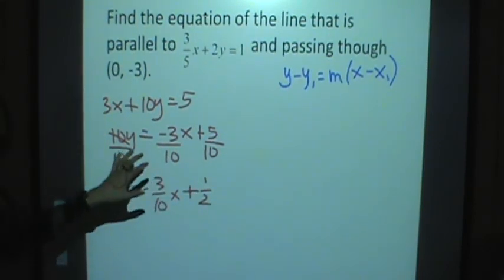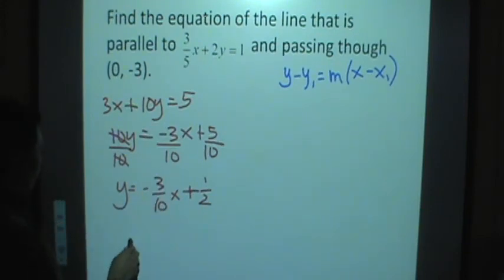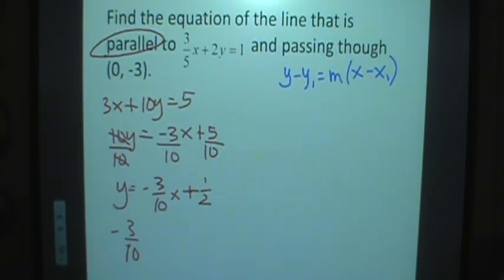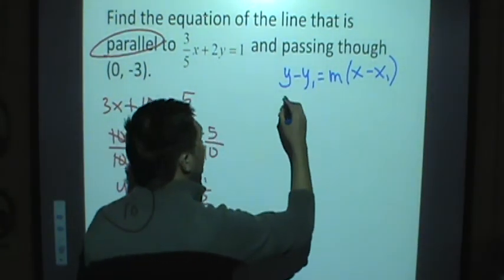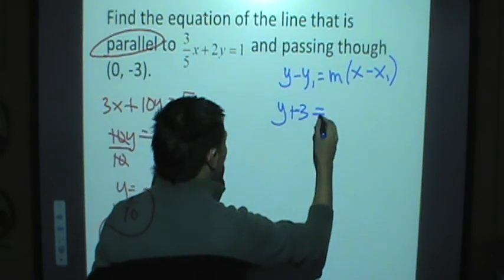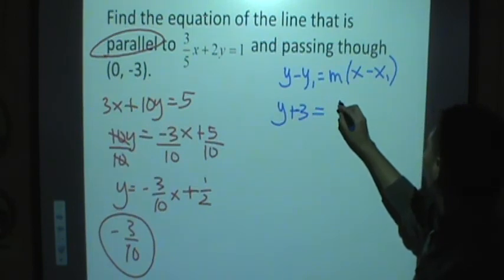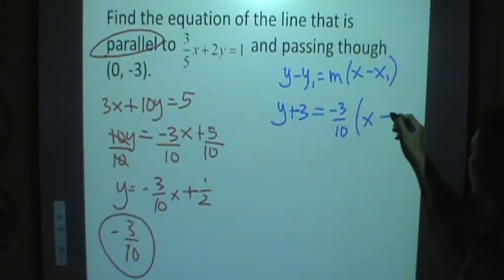Now, we don't really need the entire thing because we just need the slope. But do we have to use negative 3 over 10 or the negative reciprocal of that? We'll see. Find the equation of the line that is parallel. Parallel lines have the same slopes, so we're going to use the same slope. And that would be negative 3 over 10. So y minus, what is your y1? Becomes plus 3. And they are parallel, so we're going to use the same slope, negative 3 over 10. x minus your x1 is 0.